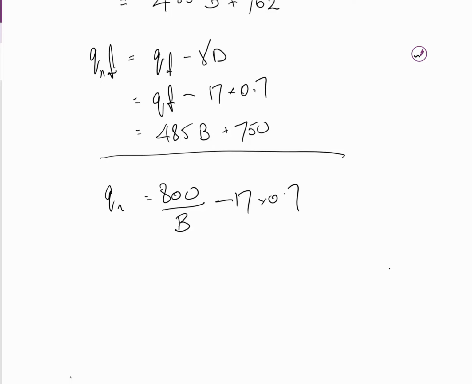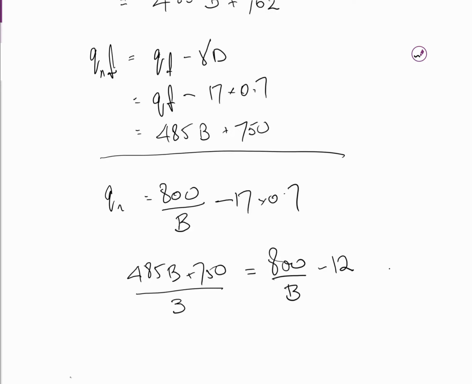So therefore, if the factor of safety was 1, let me write it out, 485B plus 750 equals 800 on B minus 12. So that equation is saying that the strength of the soil, the part on the left, equals the load. We want a factor of safety of 3. So what we do is divide the strength of the soil by 3 to give us that factor of safety. And we can solve that down.